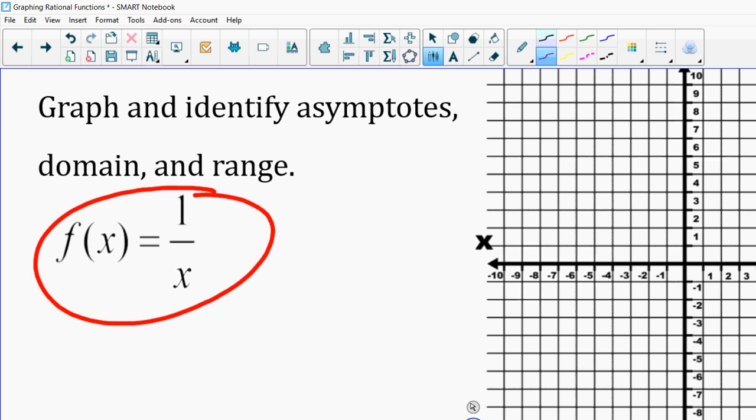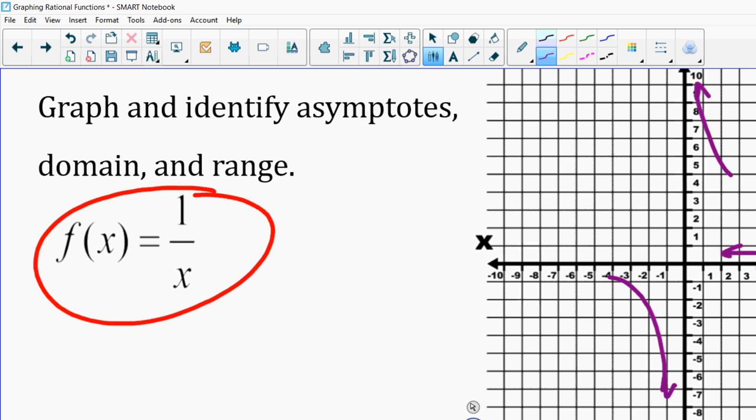We know that as x is getting closer and closer to 0 from this side, the y values are doing what? They're going up this way, aren't they? And as the x values are getting closer to 0 from the left, they're going this way, right?